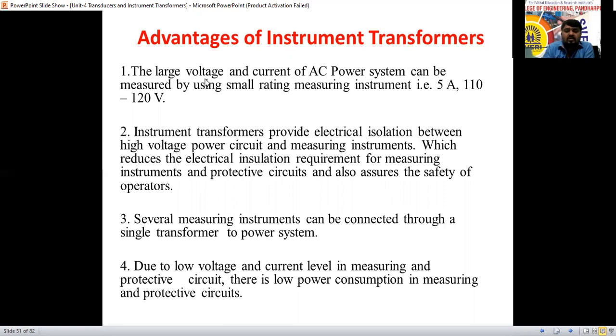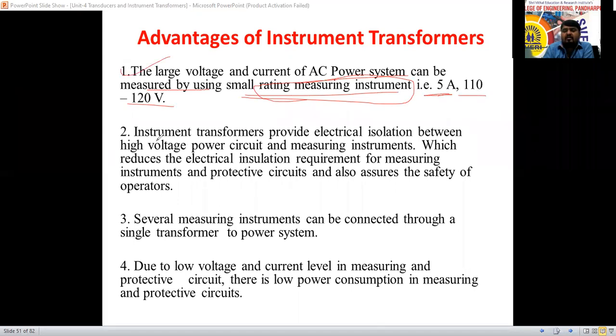A large voltage and current of an AC power system can be measured by using a small measuring instrument. That is called a small rating measuring instrument. The rating of that instrument is 5 ampere, 110 to 120 volt. So that is the first advantage.